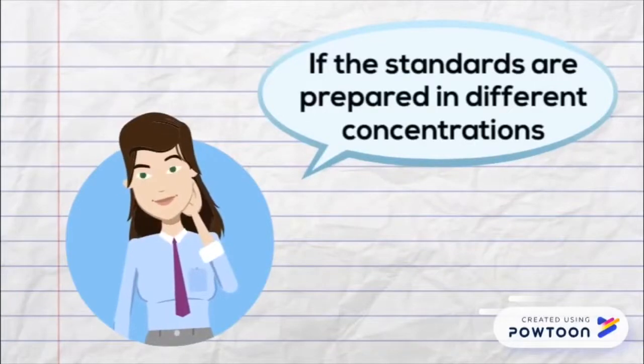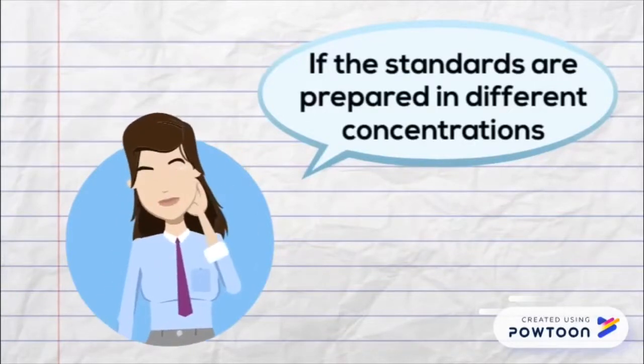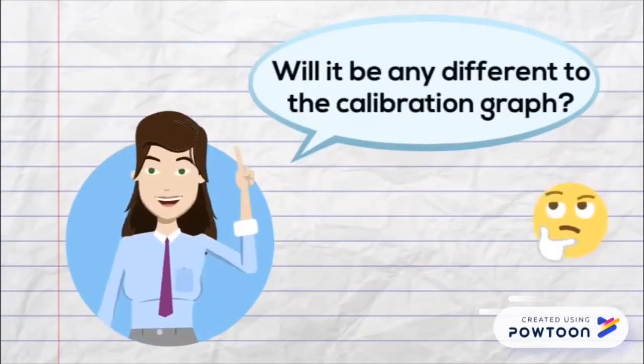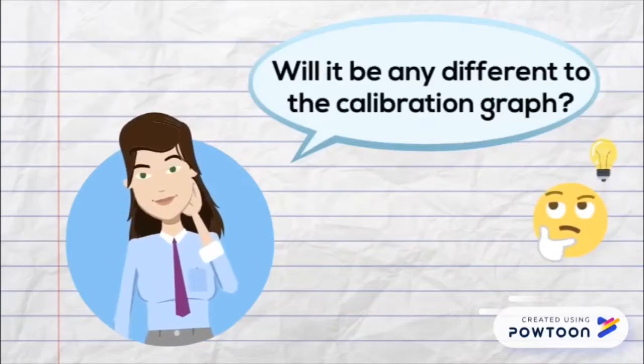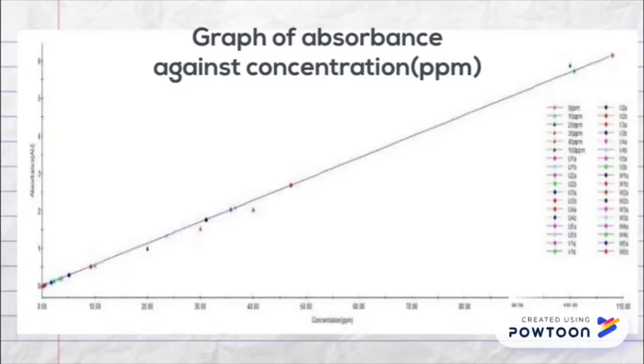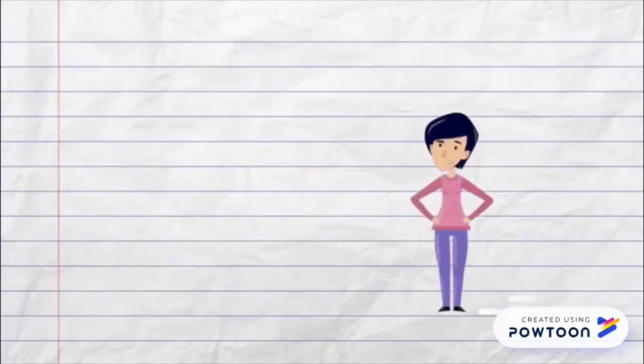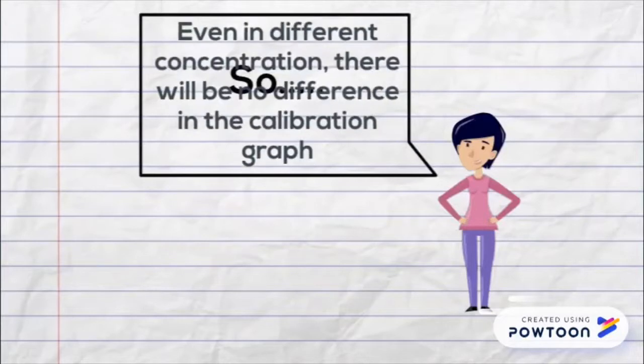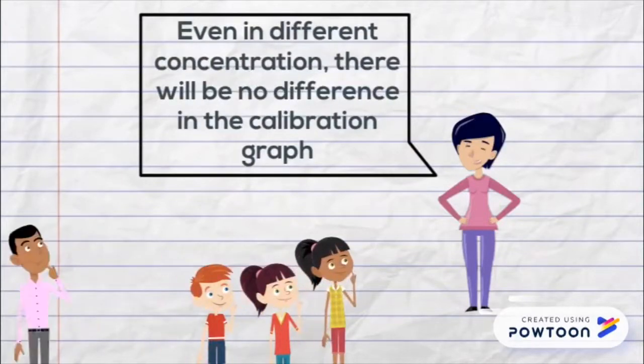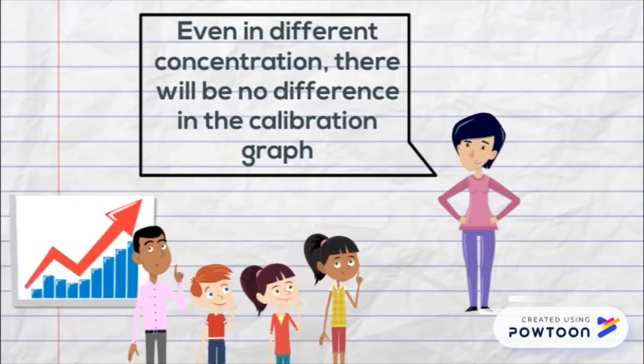So if the standards are prepared in different concentrations, will there be any difference to the calibration graph? This is the graph of the absorbance against the concentration, and the concentration does not matter as eventually it will follow the same pattern of the straight line. So even in different concentrations, there will be no difference in the calibration graph.